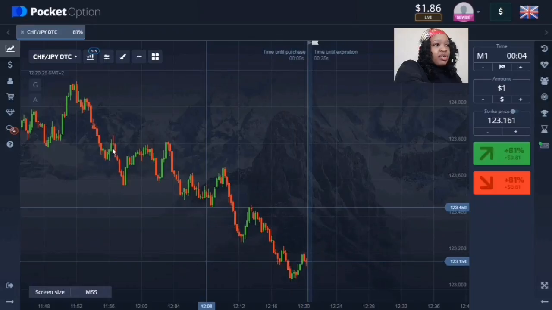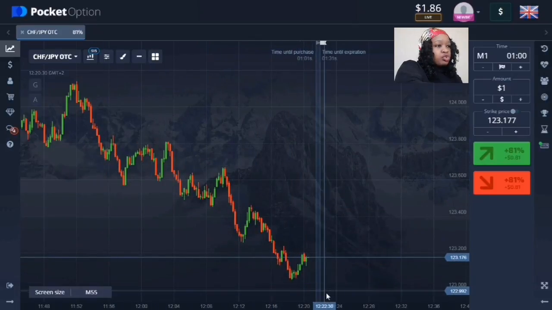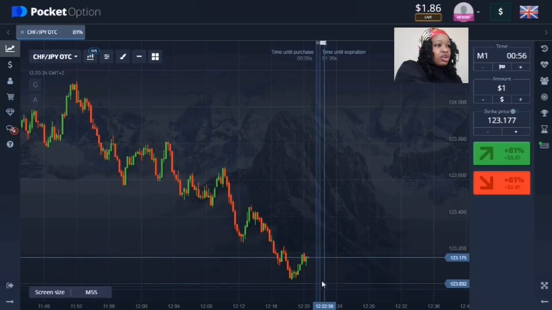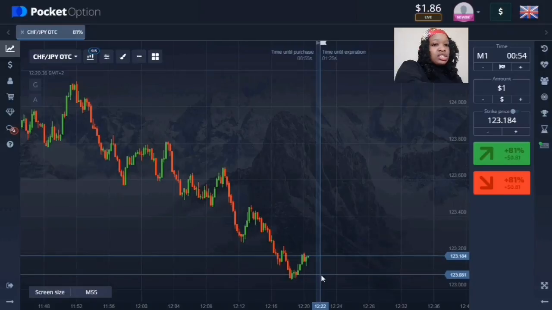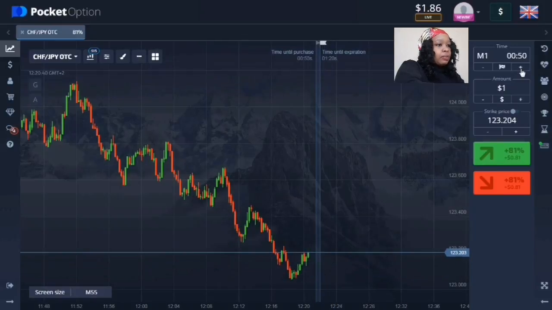So guys, on this currency pair, Japanese CHF, we can see a downtrend. Also, there is still room to the support level, and I think that this trend will continue down. So let's open a trade for 3 minutes and let's check it and see.